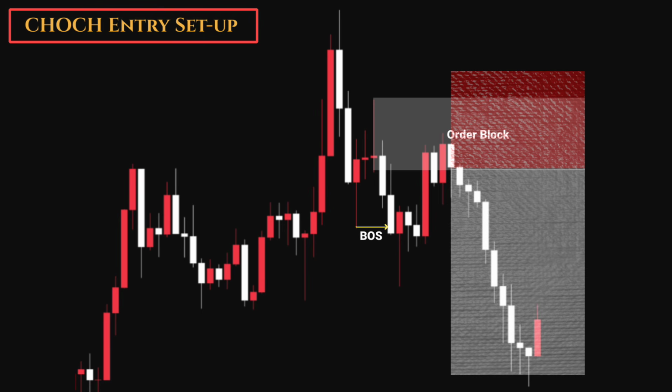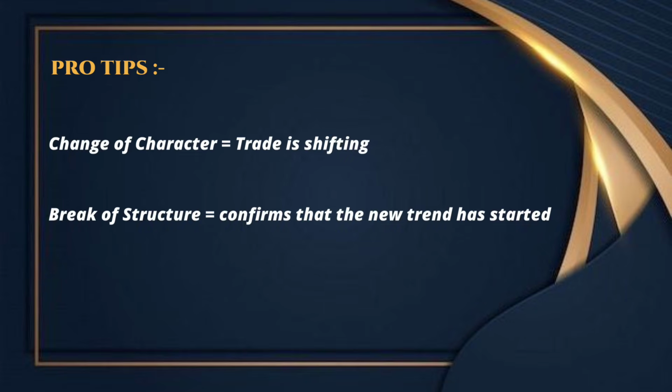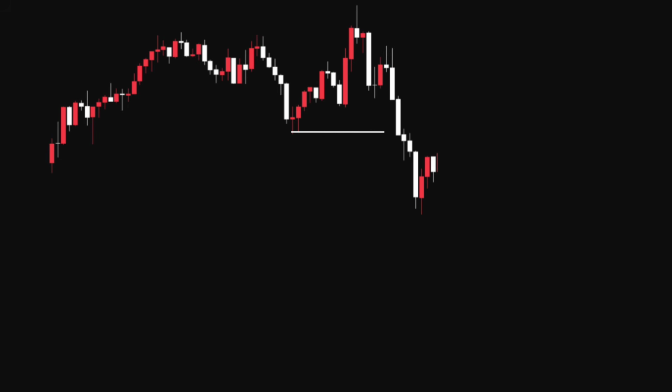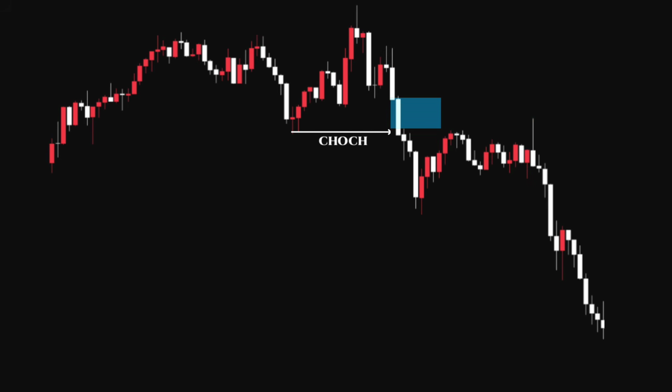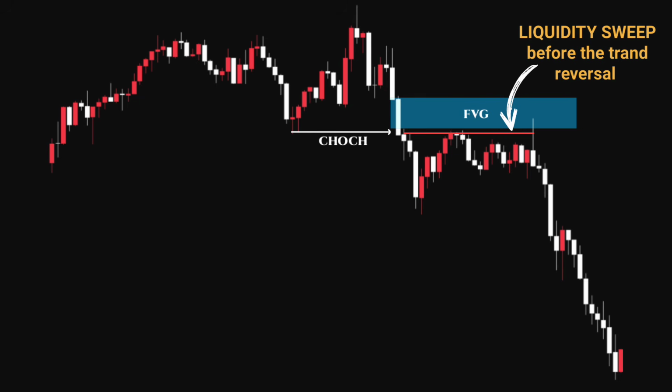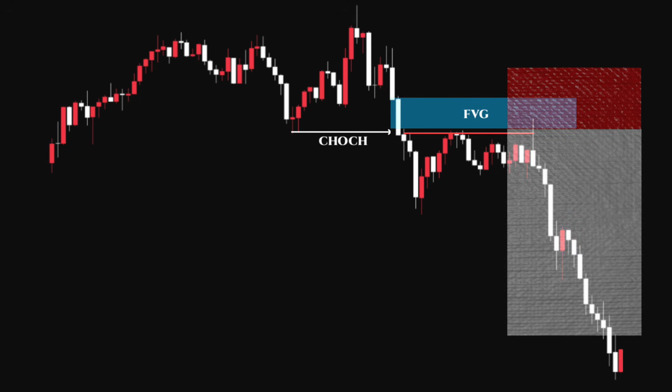Next, liquidity levels. Let's put it all together. Change of character: the trend is shifting. Break of structure: now the new trend is real. Use both in sequence. Change of character to spot the start of the move. Break of structure to ride the trend continuation. This combo gives you early entry, confirmation, and confidence in your setup.